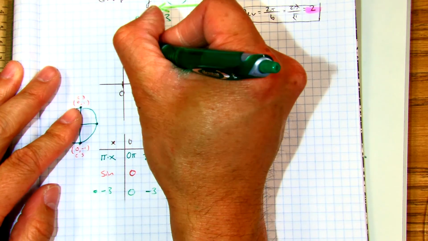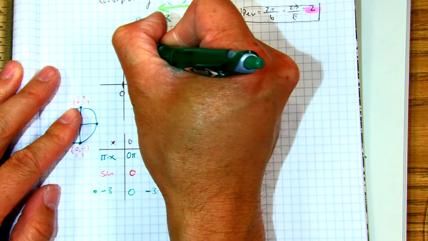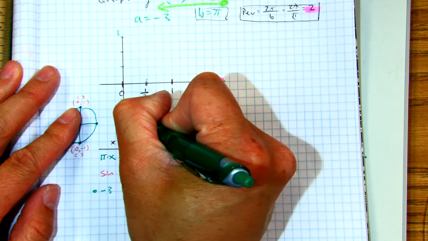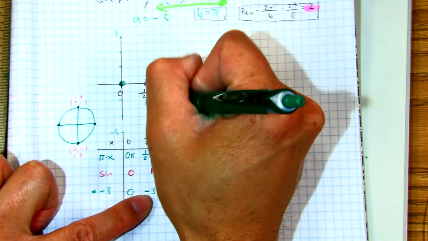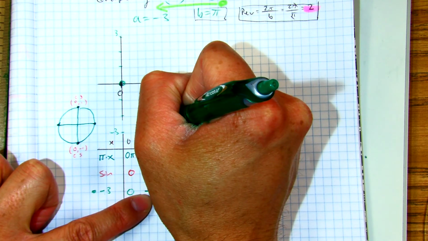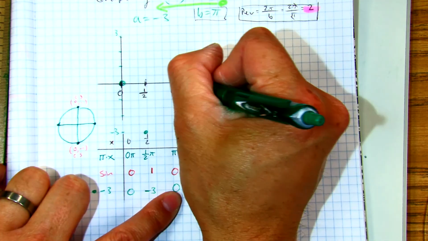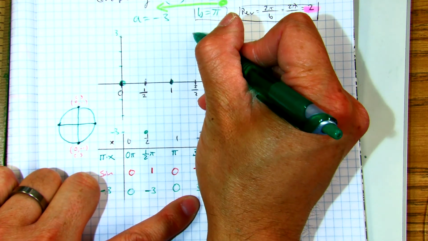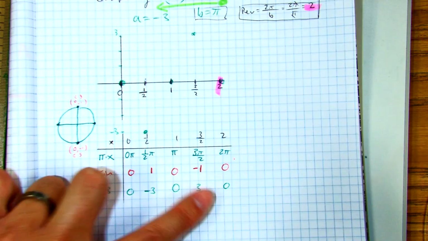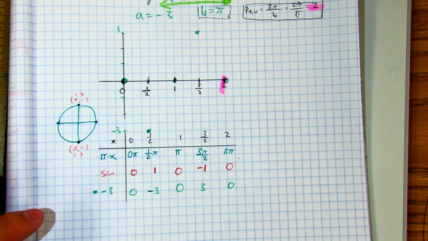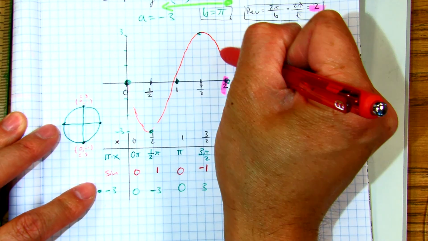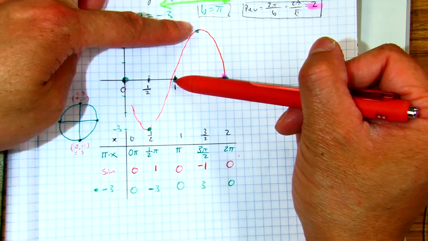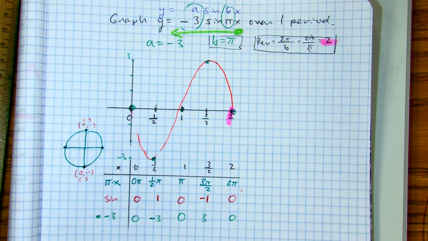So let's just say I arbitrarily say that this is 3. And this is -3. I have 0, -3, 0, 3, and 0. What happened to our graph? It reflected over the x-axis because of the negative a value. The amplitude grew from, instead of 1, it's 3 because of my a value. And this is what your graph looks like.